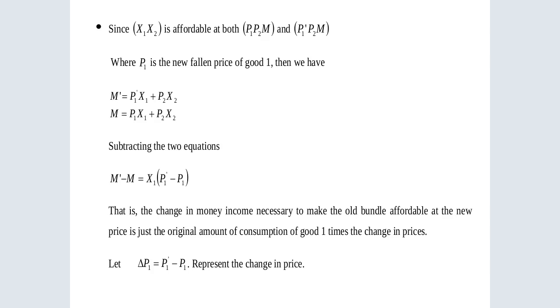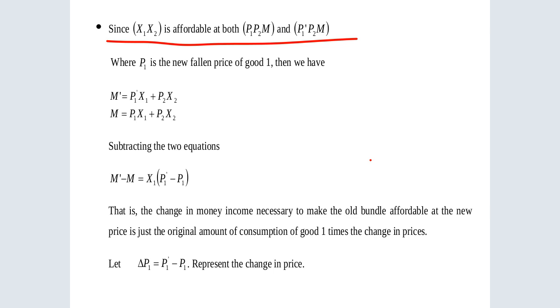Now, from our previous discussion, let's see how to compute the substitution effect and the income effect. If we have a bundle X1 and X2, and of course we have the prices and the income M, then the price of the first good is P1. Now we can compute the substitution and the income effect from the change in the price.